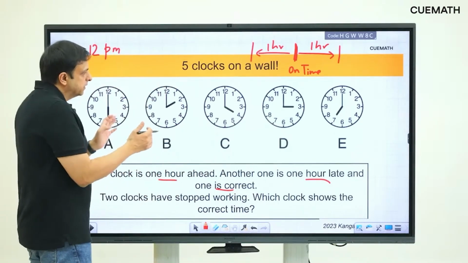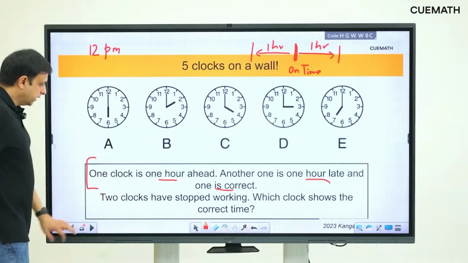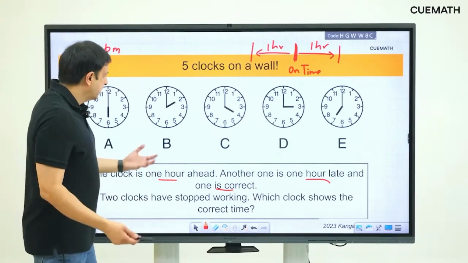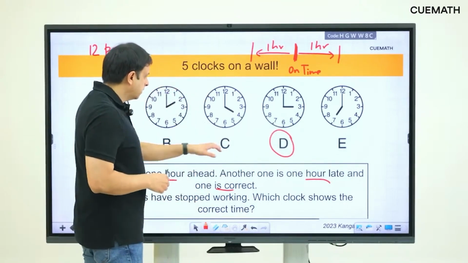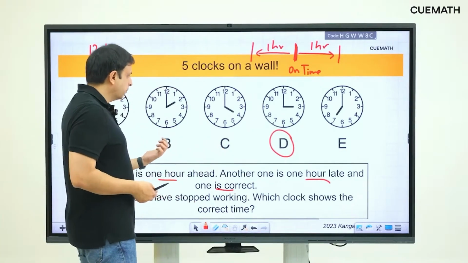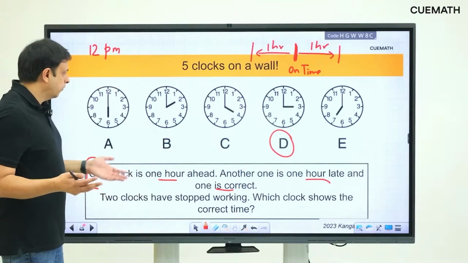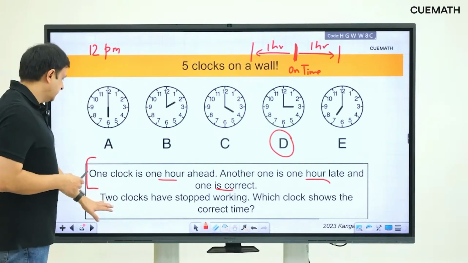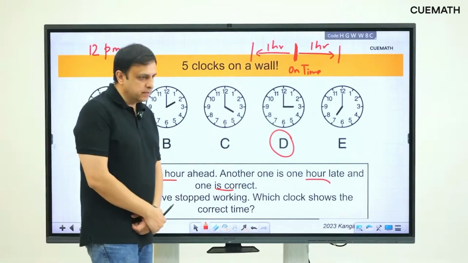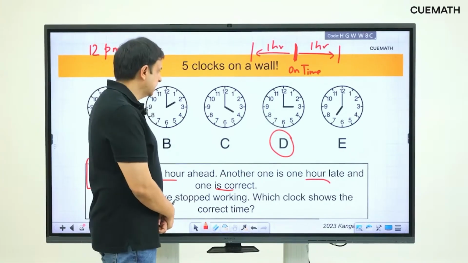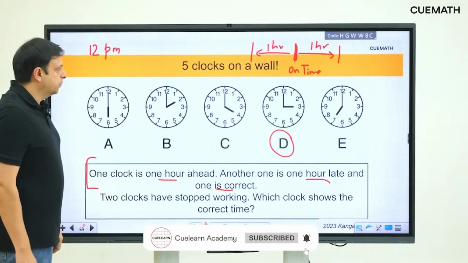So this sequence of 3 clocks will satisfy this first condition here, and then 2 clocks have stopped working. So now this immediately tells us that clock D should be the right clock, and then clock C is 1 hour ahead, clock B is 1 hour behind, and then A and E seem to have stopped working. So we can just say that these are the 2 clocks that have stopped working. So option D is the correct answer in this case. D is the answer. D is correct, C is 1 hour ahead, B is 1 hour behind. All right.